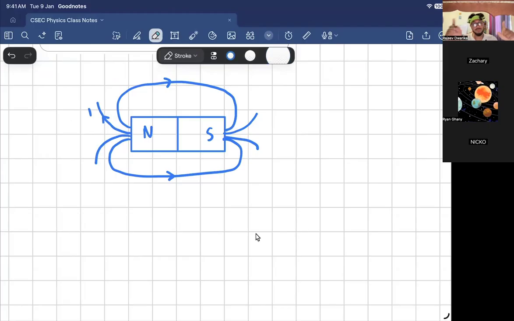Now, if you have two of the same poles, Nikolai, what's going to happen? Two of the same poles. They won't connect. What's the proper word for that? They would, it's not resist each other. Repulsion. They're going to repel each other.